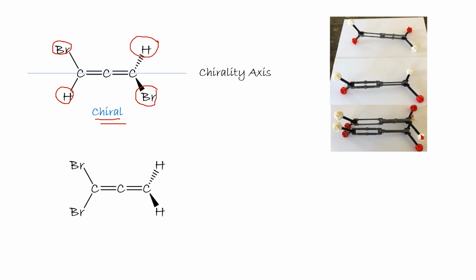On the other hand, if you have the dibromo, the two bromines on one carbon, then you have a plane of symmetry, and this molecule is an achiral molecule.